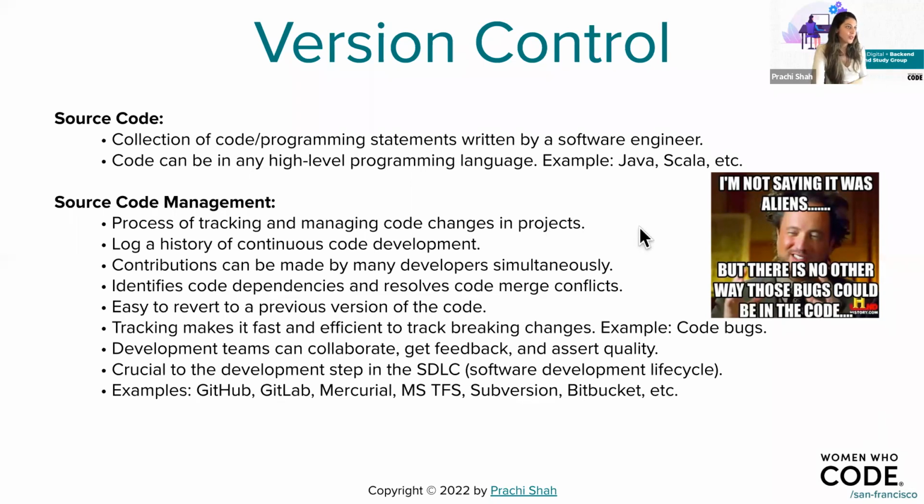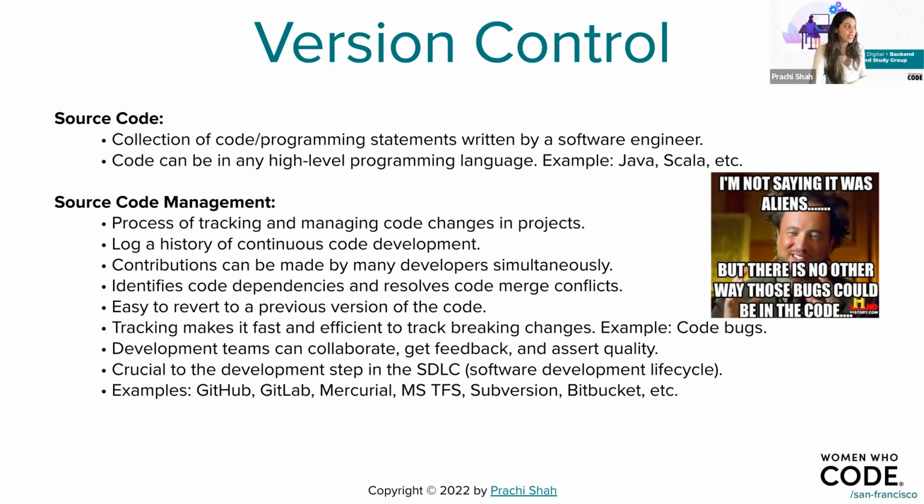So we need to first understand what source code is. It's basically a collection of code or programming statements written by a software engineer. So when you're writing code in an IDE, in a particular language, all that is considered source code. Usually it's high-level programming languages, but these days, all sorts of code is version controlled. It can be JavaScript code or your PHP, Java, Scala, the list just goes on. So source code is just the code or programming statements that you write in a chosen framework and language.